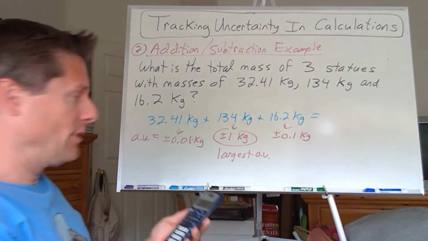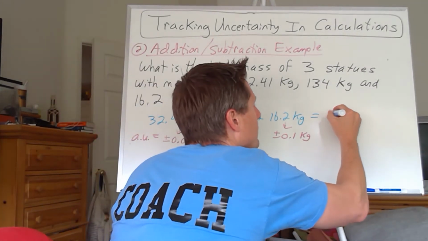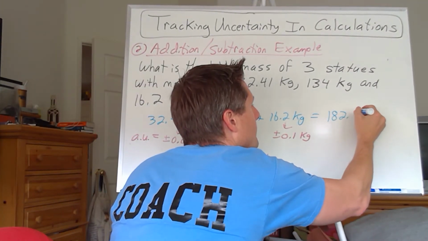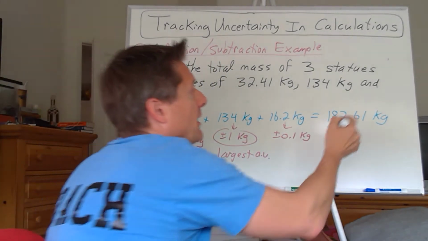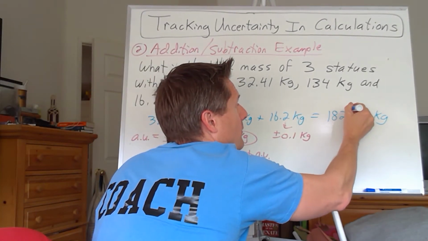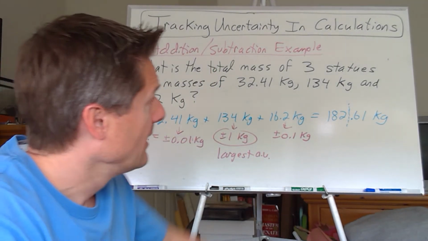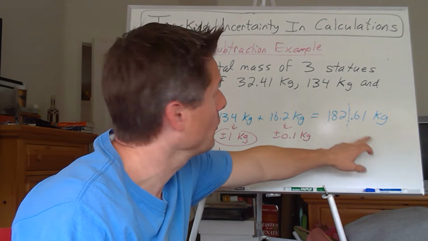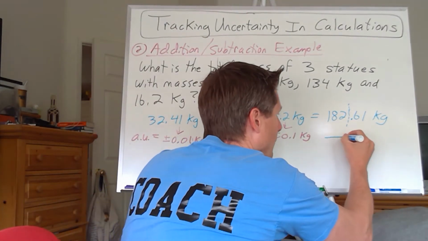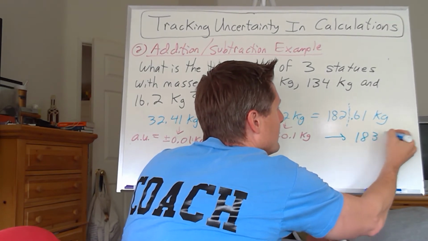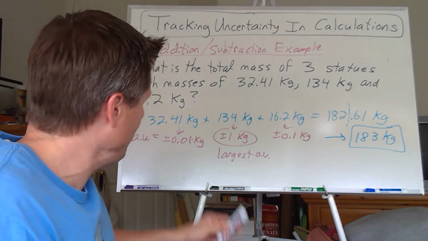So 182.61. Let's write that down. Let me get my blue here. 182.61. But we're limited to the ones place, which is right here. So I'm going to draw a vertical dashed line right there at the ones place. So is it closer to 182 or closer to 183? Well, that's closer to 183. This is bigger than 5. So that rounds to 183 kilograms, and box it up for me.